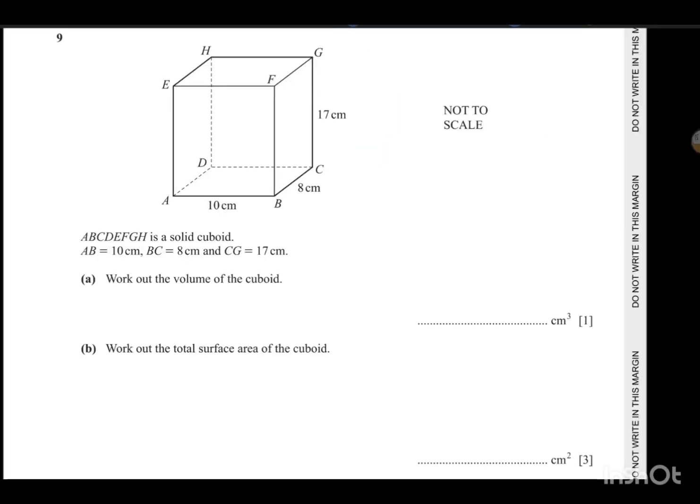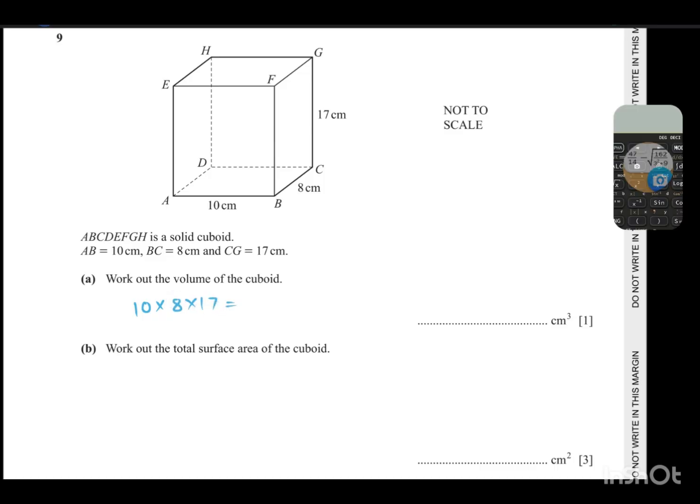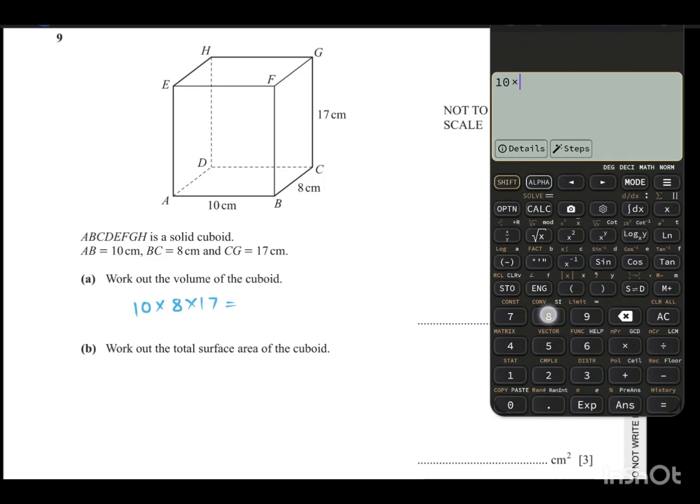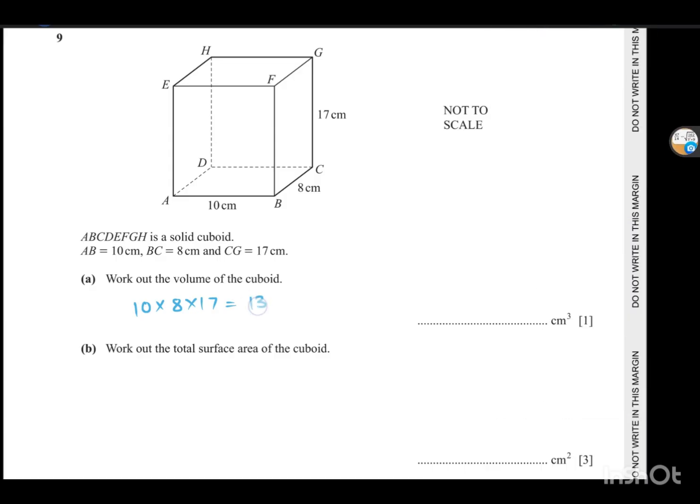Question number 9. ABCDEFGH is a solid cuboid. AB is equal to 10 centimeters. BC is equal to 8 centimeters. CG is equal to 17 centimeters. So we have been given the length, width and height of the cuboid. Work out the volume of the cuboid. The volume of a cuboid is length into width into height. 10 into 8 into 17 is 1360. 1360 centimeter cube is the volume of the cuboid.